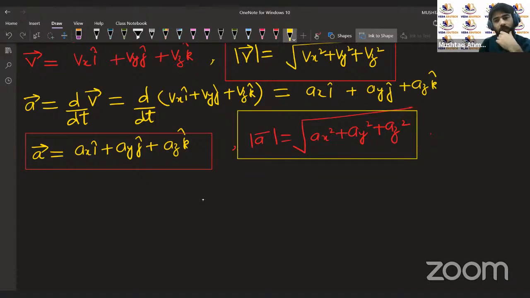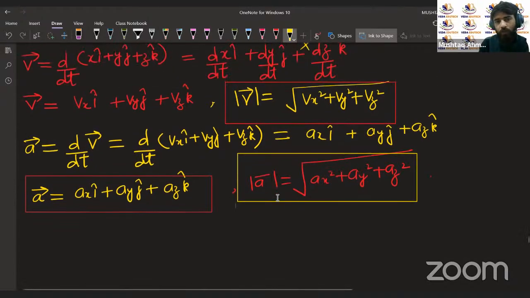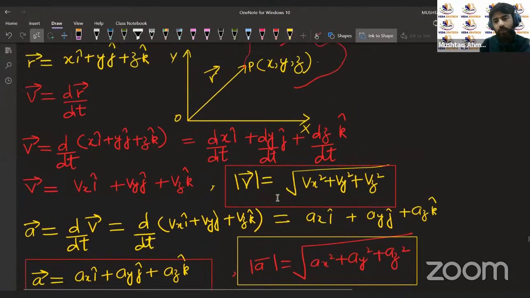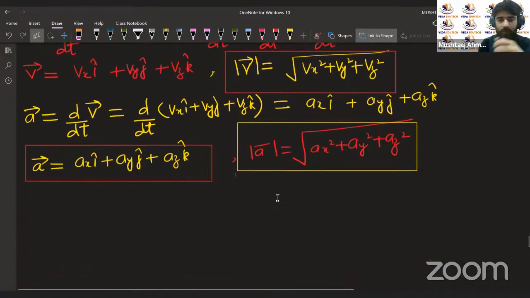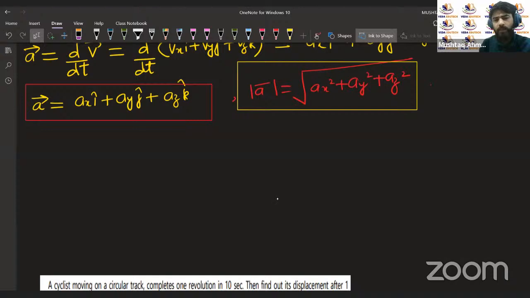So that's how we will calculate the magnitude of the acceleration vector. In the component form, we represent the position vector of this particle, and we also represent the velocity in three component forms along x, y, and z, and acceleration also along three components, x, y, and z. Let's try to calculate the displacement for the particle.